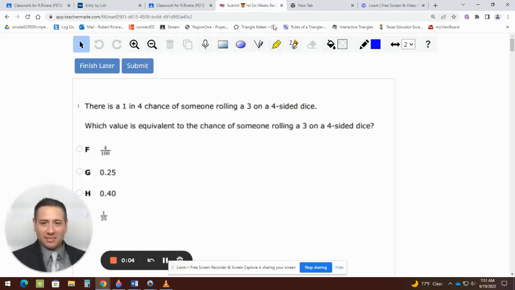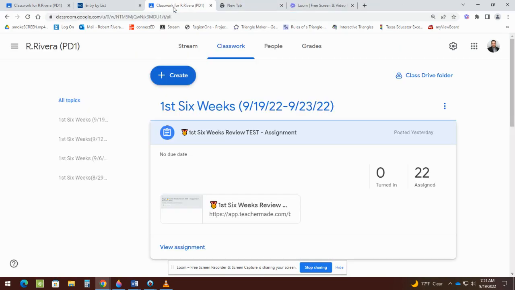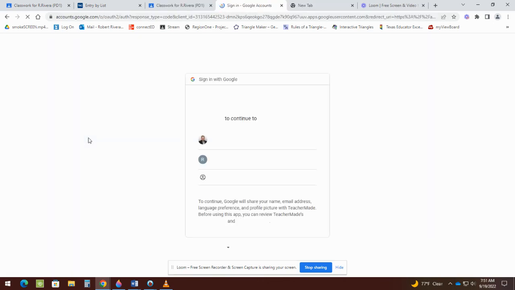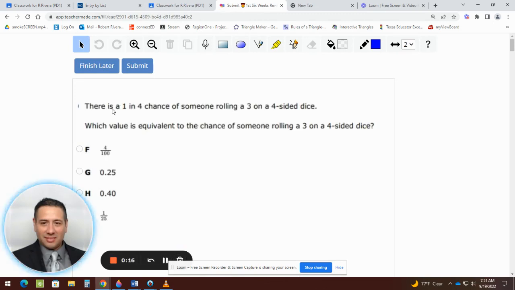Okay. So listen, you go to classwork. It's going to be this one, the 6 weeks review test. Open it up. Begin with Google, and here's the first problem. It says there is a 1 in 4 chance of someone rolling a 3 on a 4-sided dice. Which value is equivalent to someone rolling a 3 on a 4-sided dice?